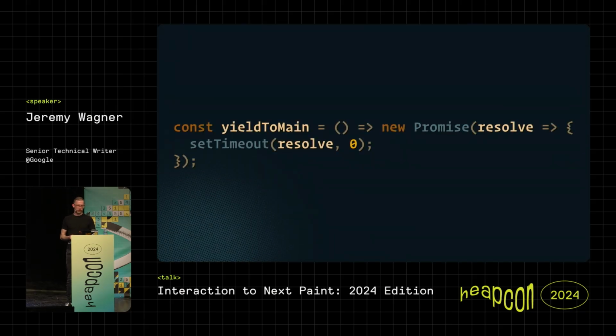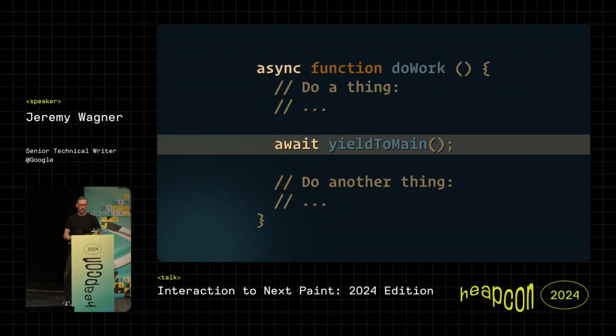Now, yielding has traditionally been done with a few APIs that weren't designed for this purpose. One is setTimeout. And setTimeout is effective because it schedules a given callback in a new task. You can make this more ergonomic by way of this little helper function we call yieldToMain, by wrapping it in a function that returns a new promise and then passing the promise's resolve callback to setTimeout with a delay of 0. Because this yielding function returns a promise, it can be awaited inside of an async function.